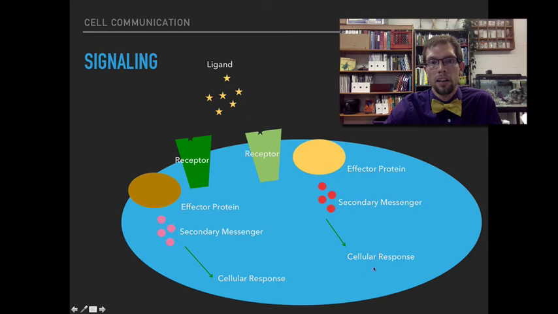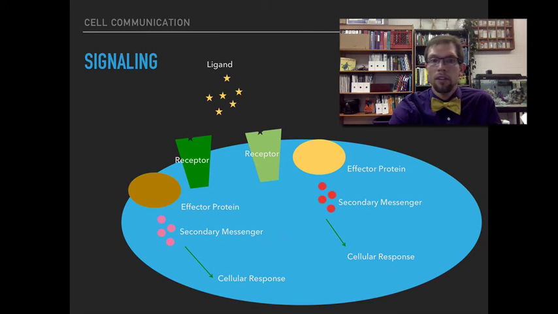So you can have one cell respond in one way and have another cell respond in another, or the same cell can respond differently at different points in time depending on what receptors and what different effector proteins and second messengers are actually present.